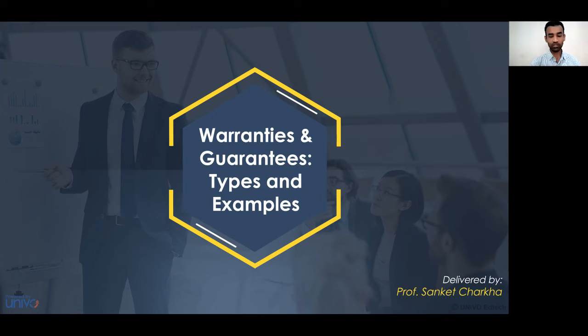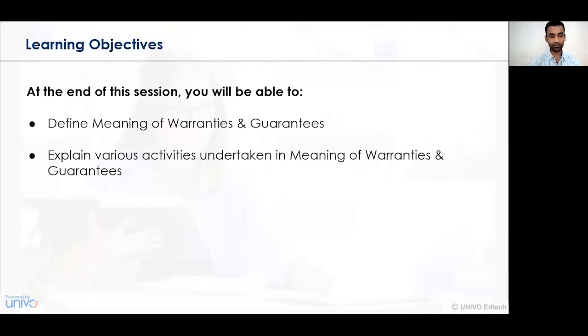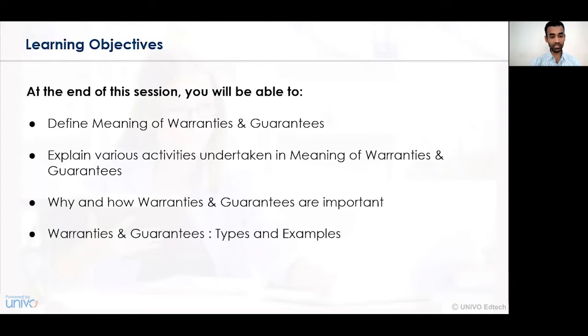In this particular session, we'll be understanding and dealing with the concept of warranties and guarantees, its various types and examples. The learning objectives: at the end of this session, the learners will be able to understand what we mean by a warranty and what we mean by a guarantee. We'll also understand the various activities undertaken in the meaning of warranty and guarantee. And lastly, how and why guarantees and warranties are important in a service contract. We'll also take various examples and types of guarantees and warranties.